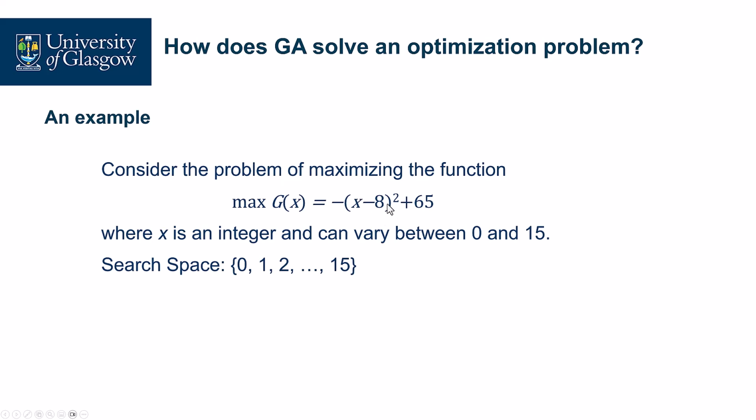So as you can see, what is the optimal value of this function? 65 minus something. So to maximize it, we want this item to be as small as possible. So when x equals 8, this one is 0. So the maximum of g(x) is 65, right? So the solution of this optimization problem is x equals 8. Now we will see what will happen if we follow the GA process.